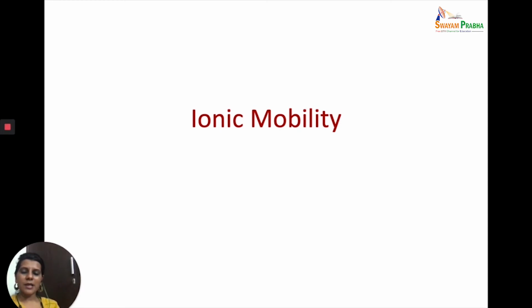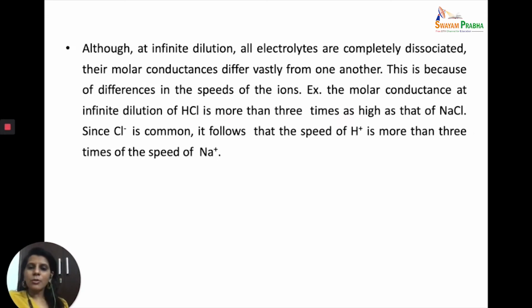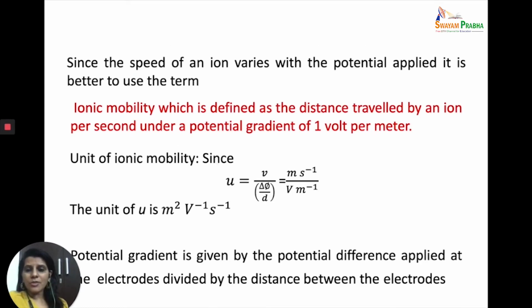Now let's look at a term called ionic mobility. Although at infinite dilution all electrolytes are completely dissociated, their molar conductances differ vastly from one another. This is because of the difference in the speed of these ions. For example, the molar conductance at infinite dilution of HCl is more than 3 times as high as that of NaCl. Since Cl minus is common, it follows that the speed of H plus is more than 3 times the speed of Na plus.